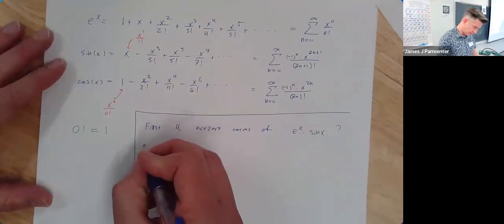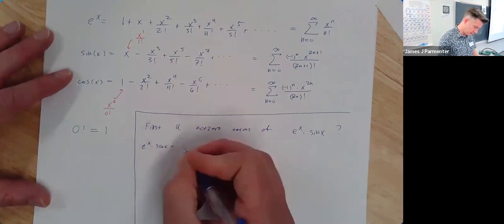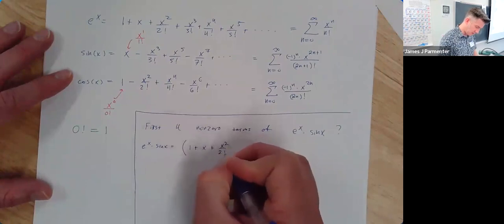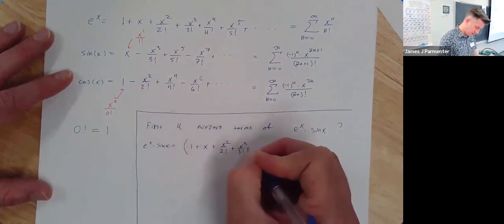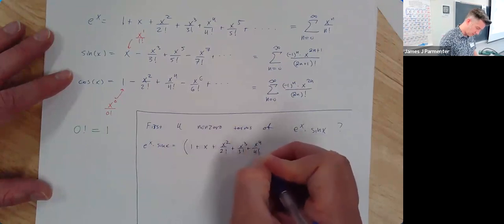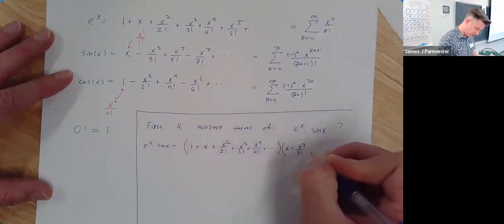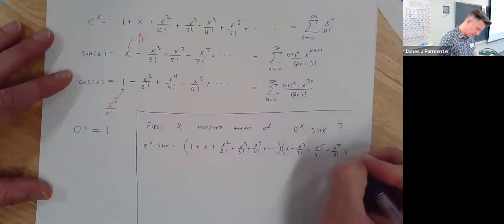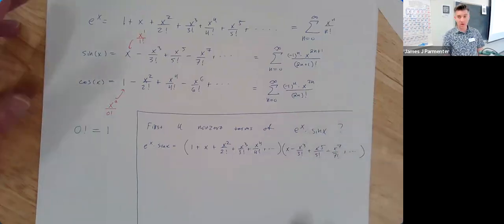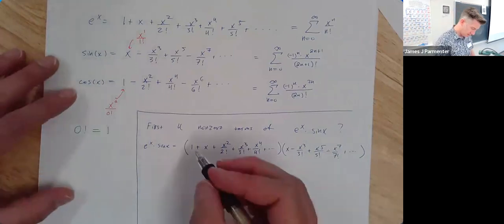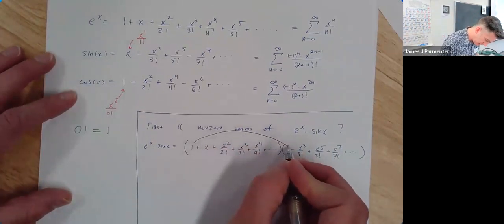I know that e to the x times sine of x is going to be, well, e to the x is 1 plus x plus x squared over 2 factorial plus x cubed over 3 factorial plus x to the 4th over 4 factorial. And sine of x is x minus x cubed over 3 factorial plus x to the 5th over 5 factorial minus x to the 7th over 7 factorial. And I might throw in more terms if I need them. Then we just start multiplying it out, multiplying the smallest power things by the smallest power things. The smallest power I can get is just x to the first. So if I do 1 times x, that'll give me an x.